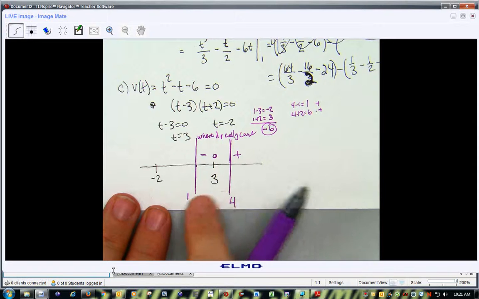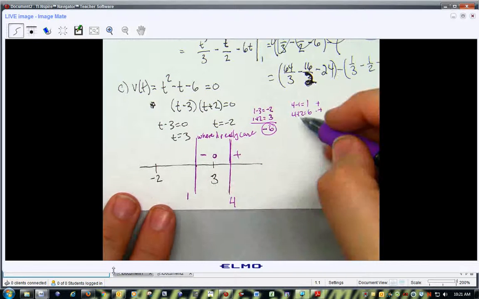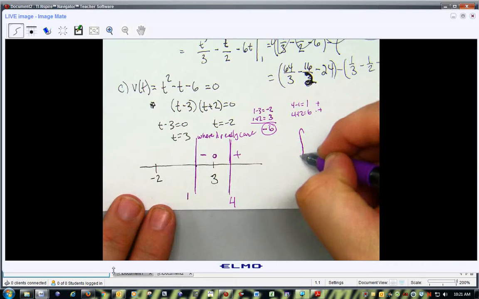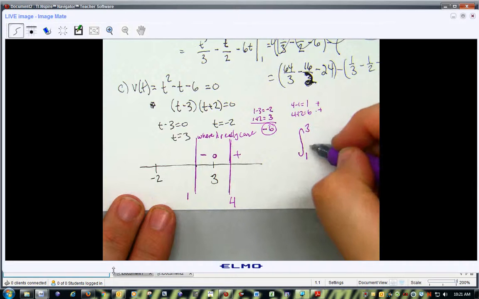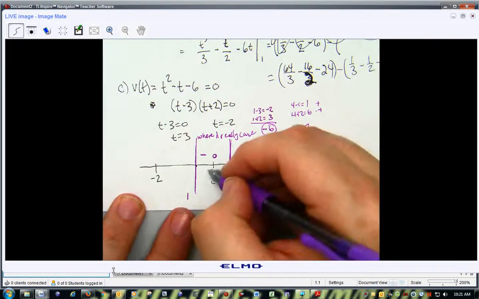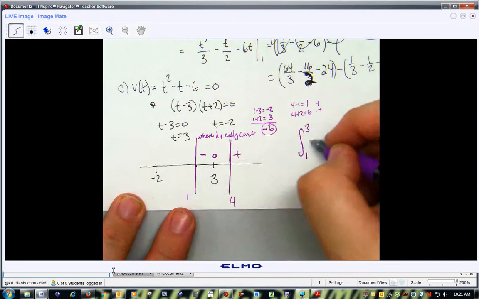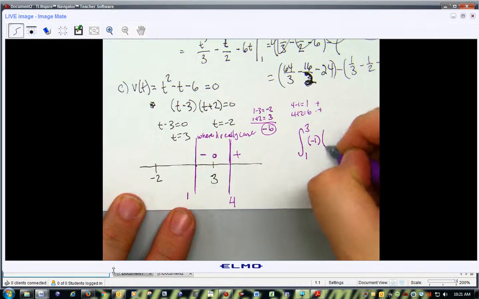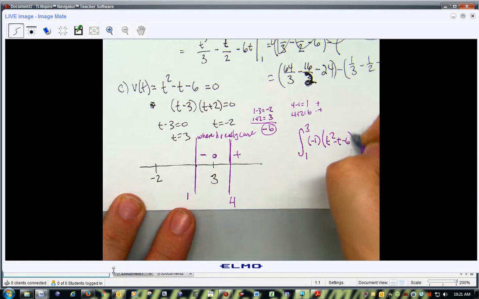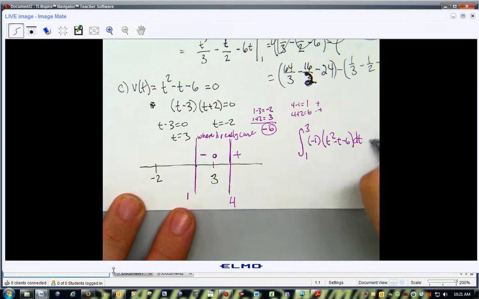So if I take this and I go 1 to 3, it's negative here. What do I want to do to the negative? Multiply it by negative 1. So I'll get t squared minus t minus 6 dt plus, from 3 to 4, do I want the original function?